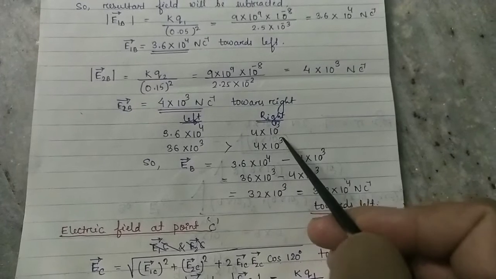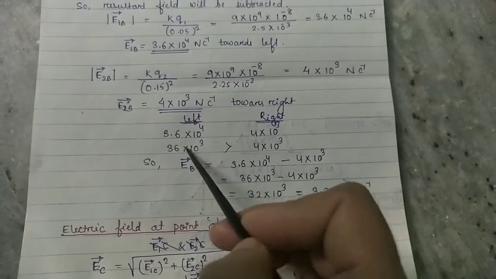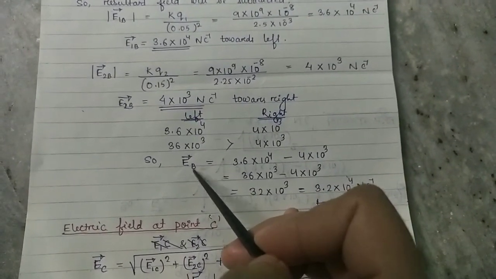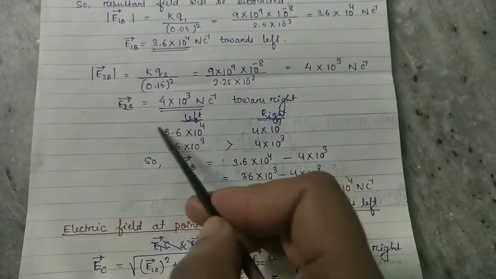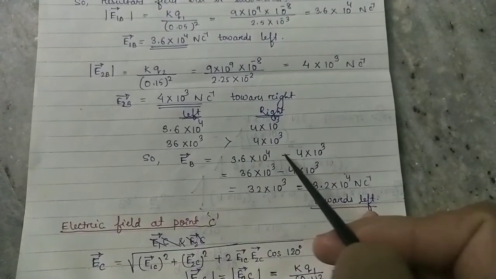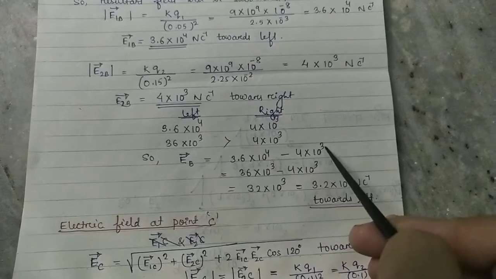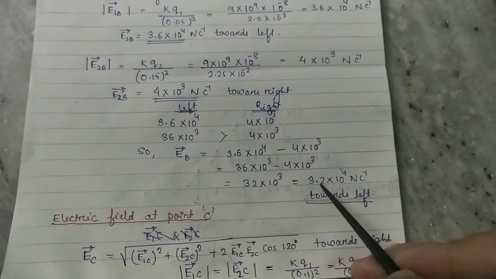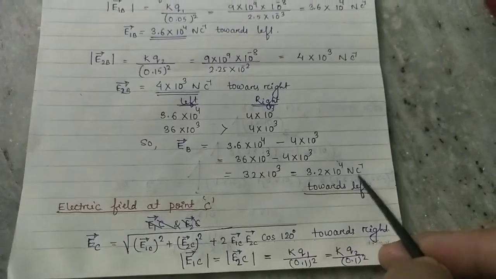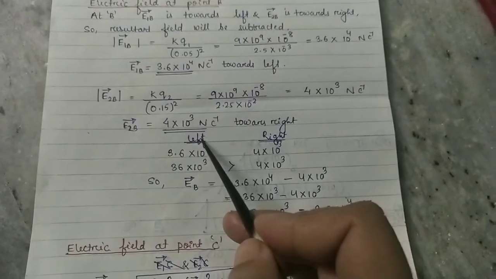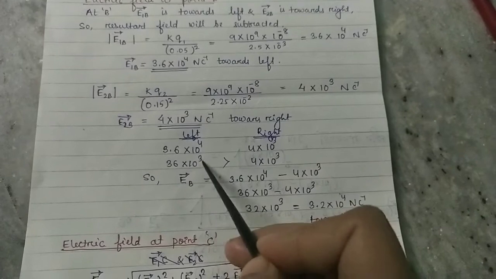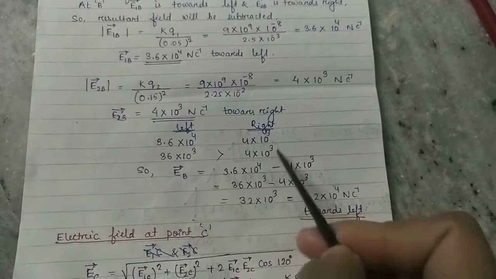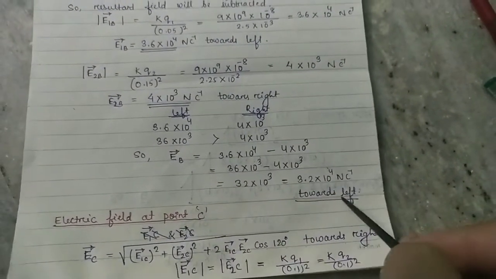From where to where will we subtract? We will subtract this from this. So E2b will be equal to left side 3.6 into 10 to the power 4 minus right side 4 into 10 to the power 3. So you subtract, how much will you get? You will get 3.2 into 10 to the power 4 Newton per coulomb. What will be the direction? Left side we have a strong field, 36 into 10 to the power 3, right side we have a less strong field. So the direction will be towards left.